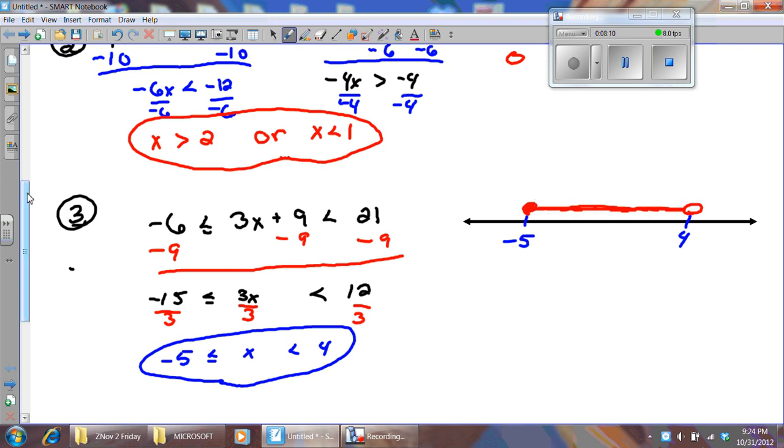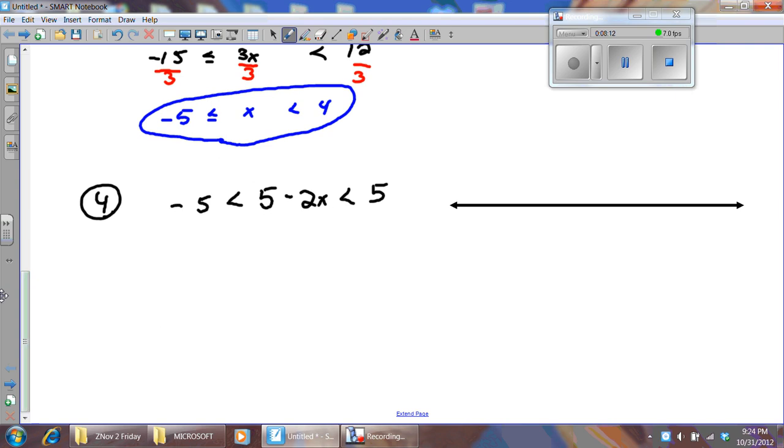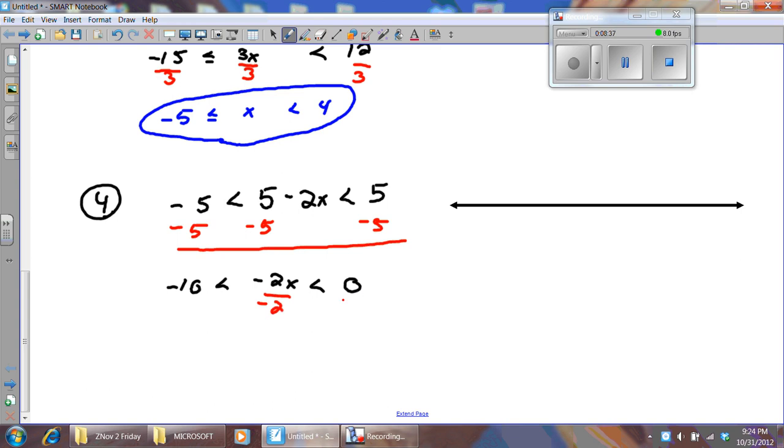All right, let's try one more problem. Very similar idea. I'm going to subtract 5, subtract 5, and subtract 5, to try to get my x alone. And when I do that, I'm going to get negative 10 is less than negative 2x, which is less than 0. And then I'm going to divide by negative 2 to get the x alone. And this will become 5.